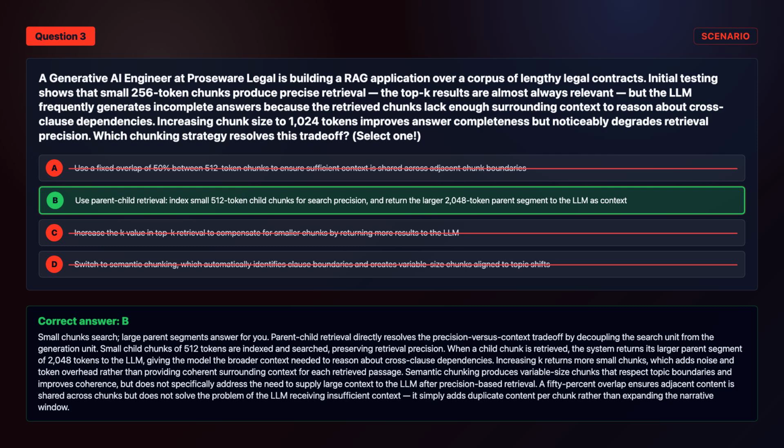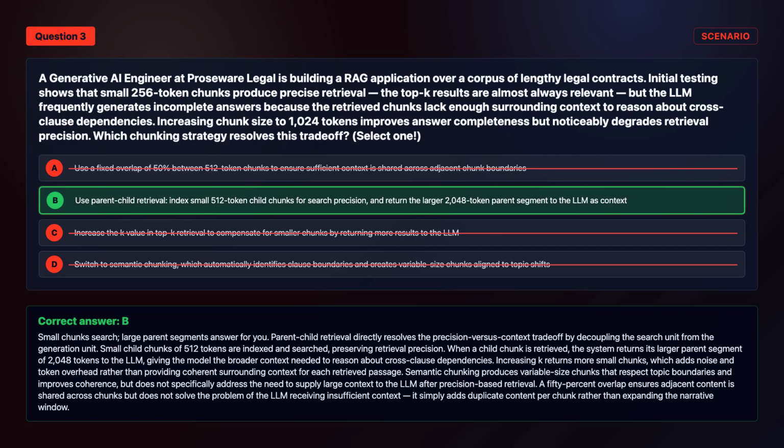The correct answer is option B. Small chunk search. Large parent segments answer for you. Parent-child retrieval directly resolves the precision versus context trade-off by decoupling the search unit from the generation unit.